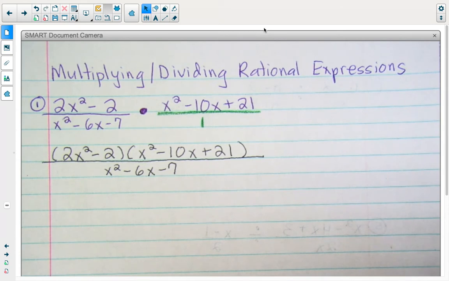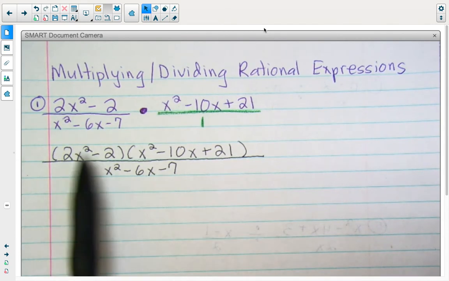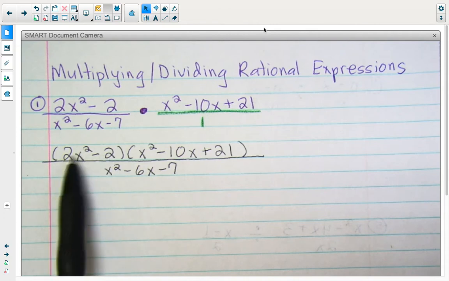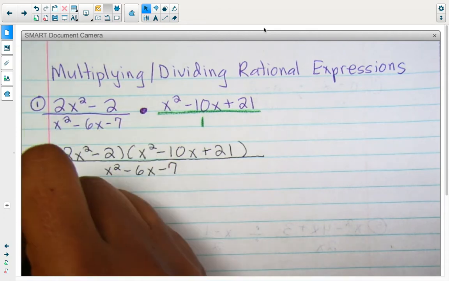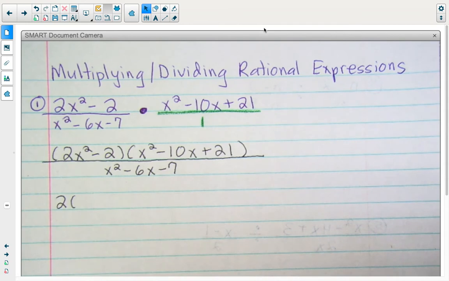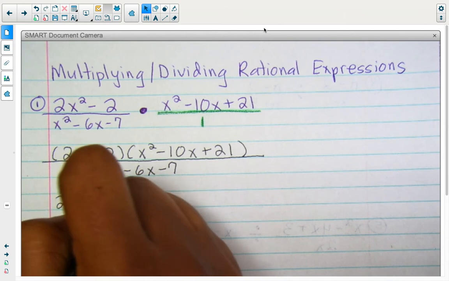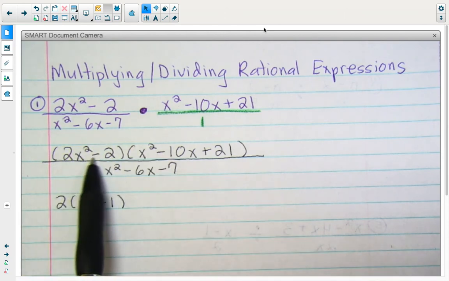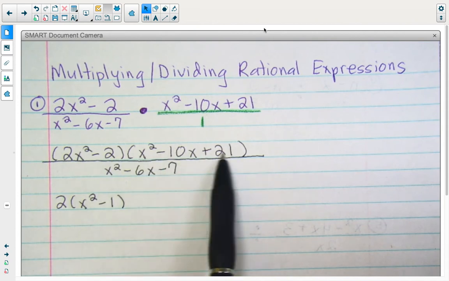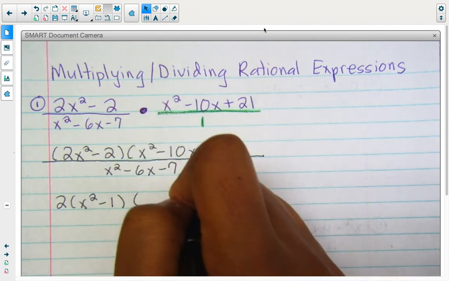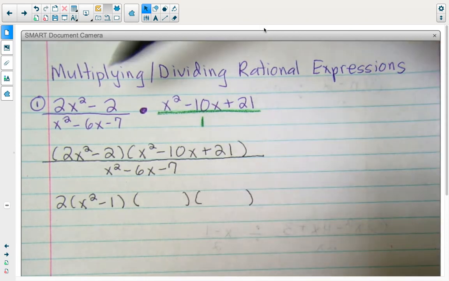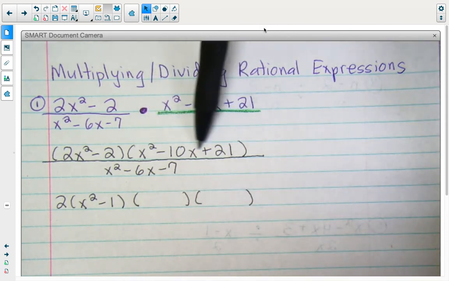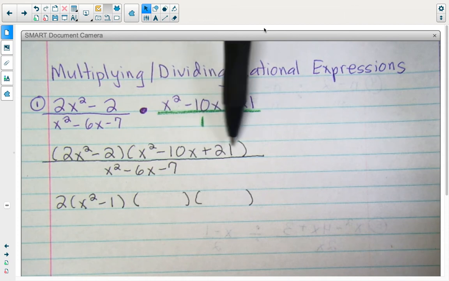From here, I'm going to factor as much as I can. So let's start with this factoring. My greatest common factor is the number 2, so I'm going to take that out. Everything else is going to go on the inside. So if I take away the 2 from here, I'm left with x squared minus 1. So that is us doing this first set of parentheses. Now I'm going to factor this part, and that factors into 2 sets of parentheses.